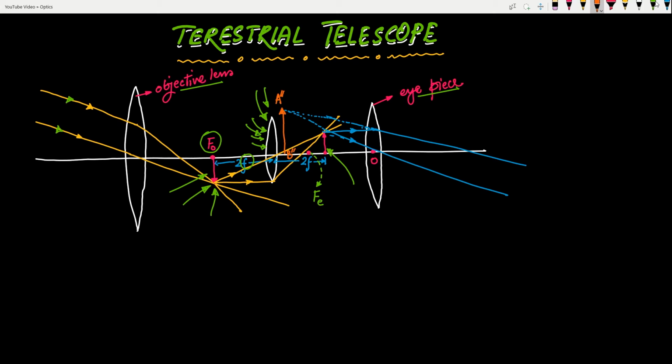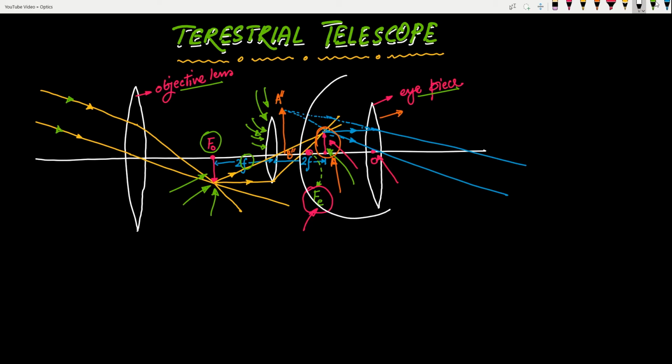Once this is clear, this image that is produced here will now act as a virtual object for the eyepiece, isn't it? Now we will set the eyepiece in such a way that the image produced here, which is acting as the virtual object for the eyepiece, falls in between the focus of the eyepiece and the optical center. The focus of the eyepiece, I have marked it here. So this is the focus of the eyepiece. As you can see, the image that is formed here is between the focus of the eyepiece and optical center, and now you know what is going to happen.